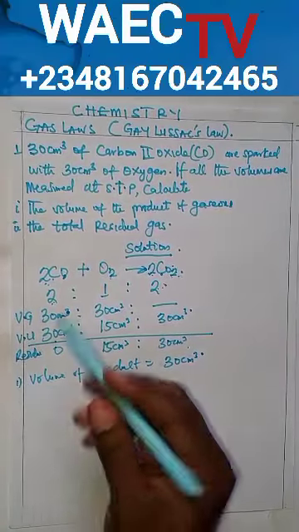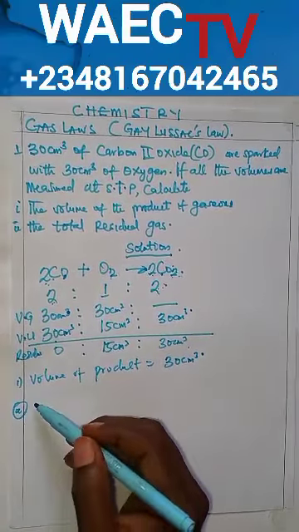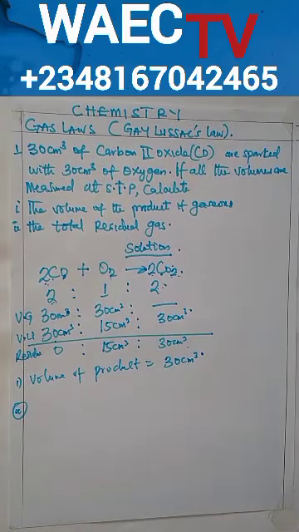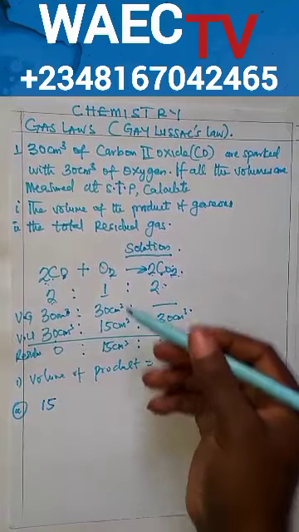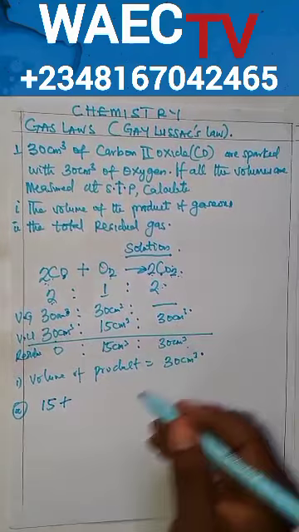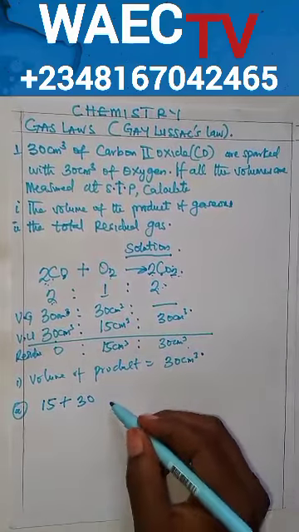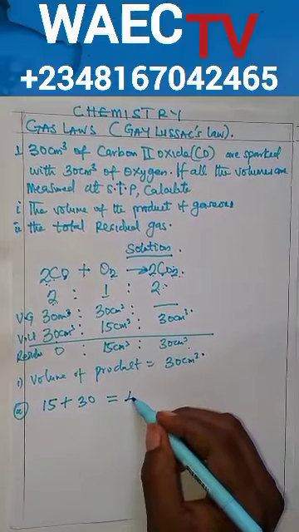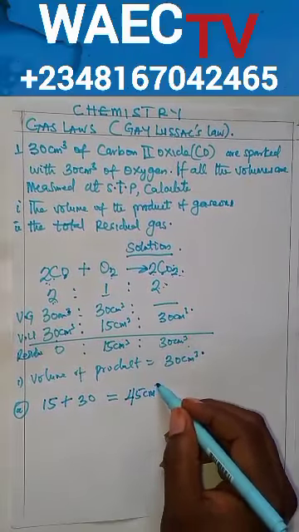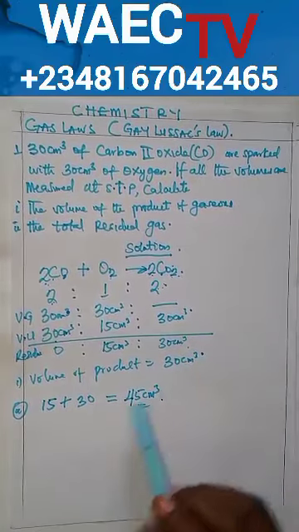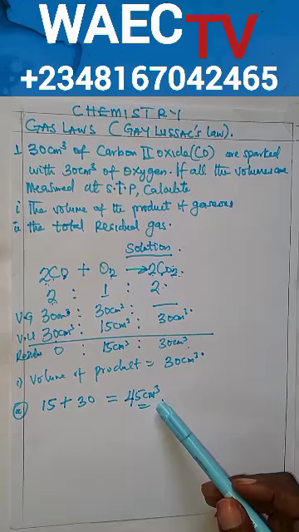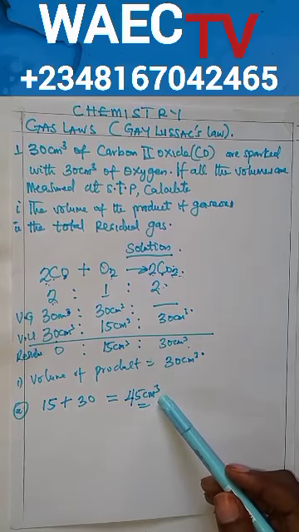Now that's question 1. The question 2 is the total residual gas. Now when we say total residual gas, we are looking at the amount of gas remaining in the container. So I have a residue of 15 from oxygen plus the product, because product is also present in the container, and I'll arrive at 45 cm³. Okay, now that is the volume of the product, and this is the volume of the residual gas.